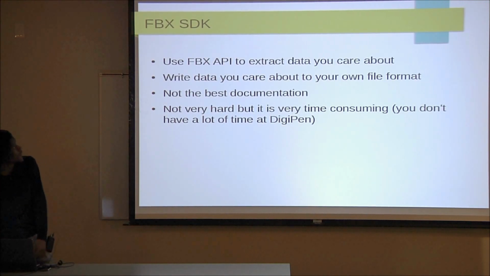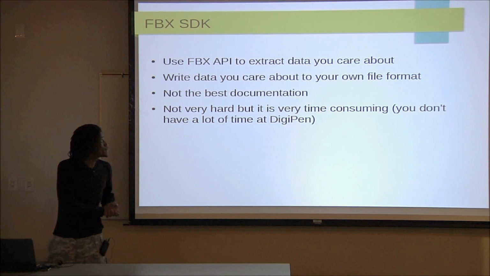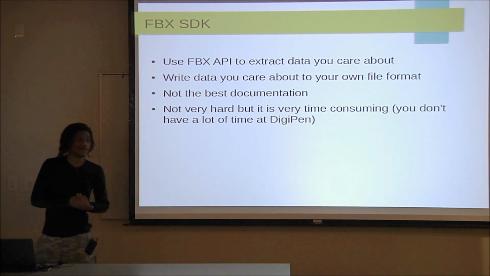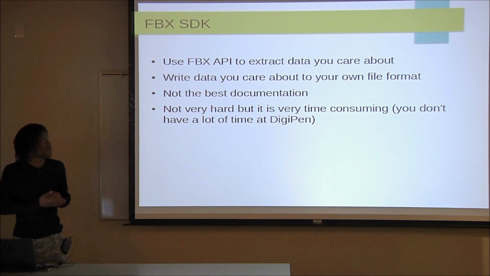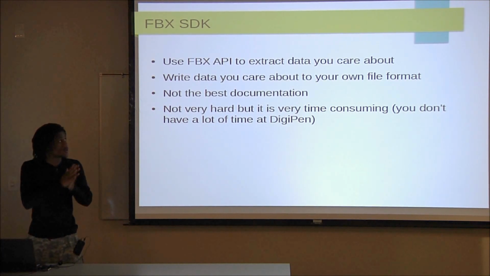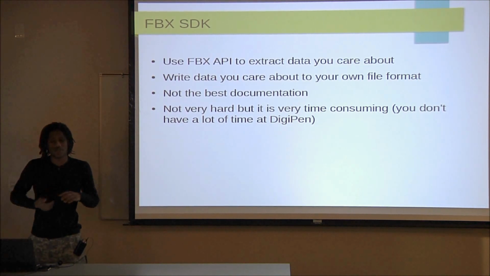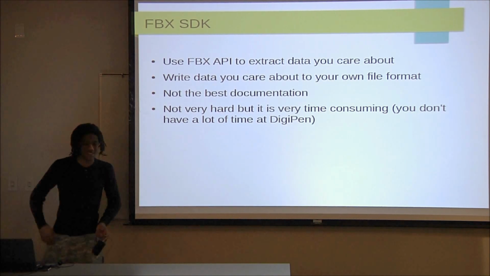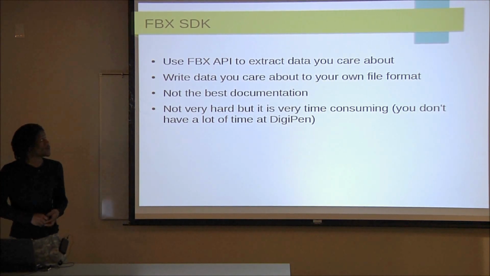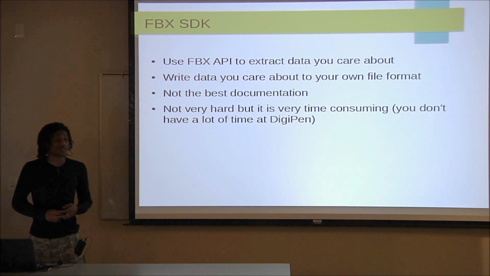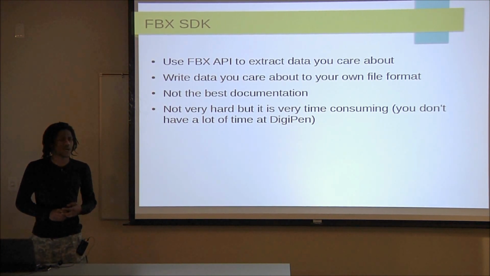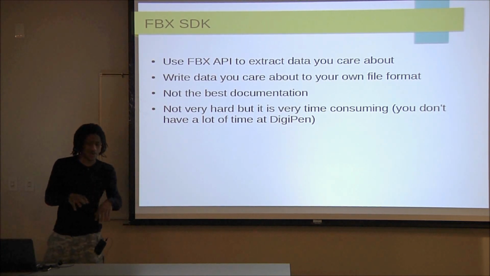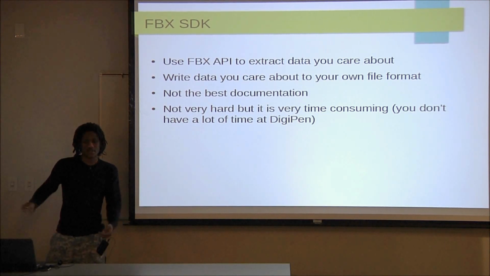So the FBX SDK. This is one way of extracting the information from the FBX file. There's the FBX API. You extract the data you care about. So you can avoid even getting data you don't care about in the file, like cameras, lights, things like that. But essentially, they provide an API, with node graphs and stuff like that, for actually going through, connecting the dots. The information is there.